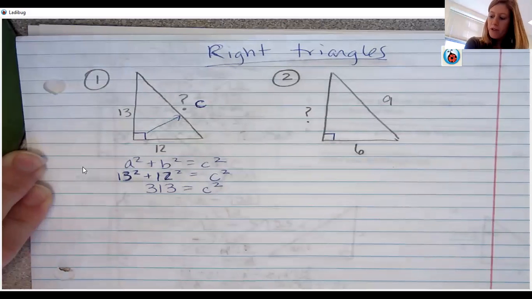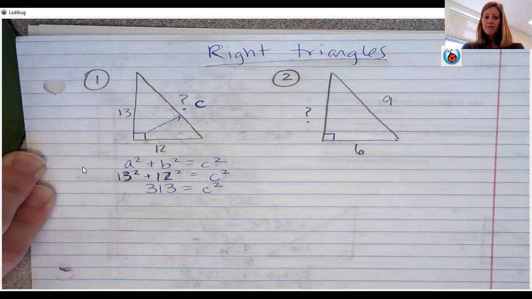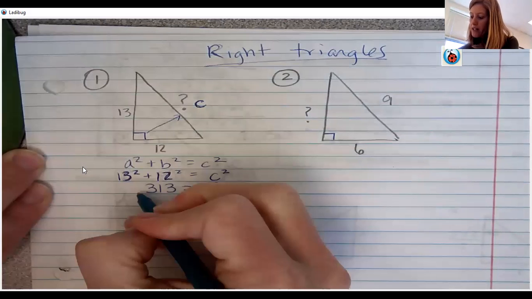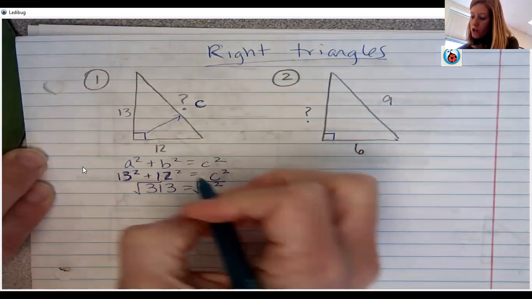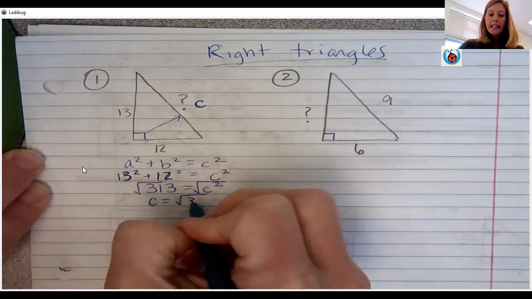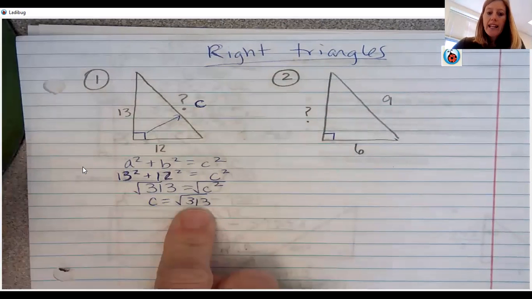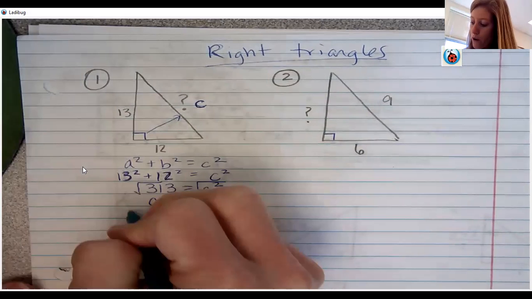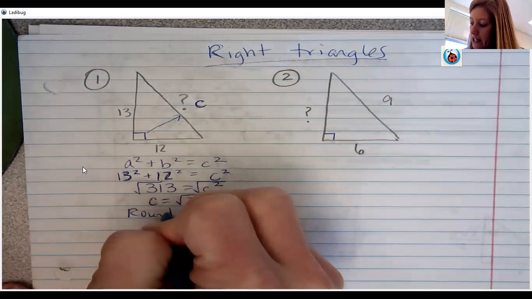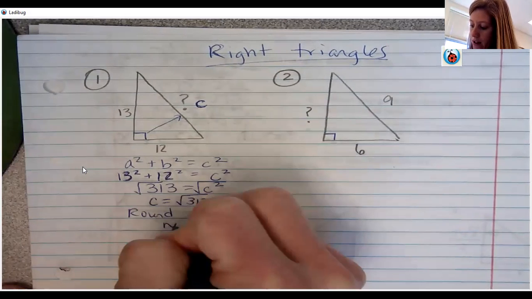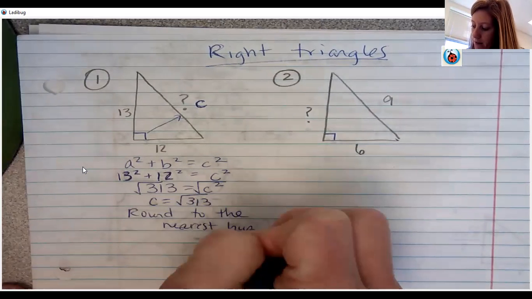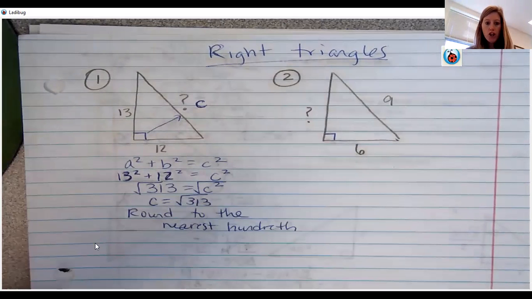Then what do we do with both sides? Square root both sides. So I get C is the square root of 313. That would be your exact answer. What if it said round to the nearest hundredth?